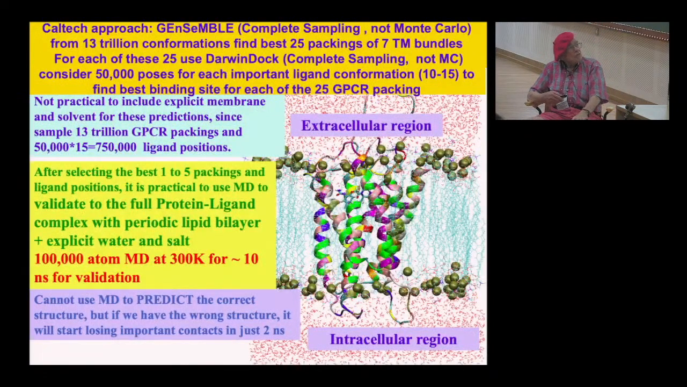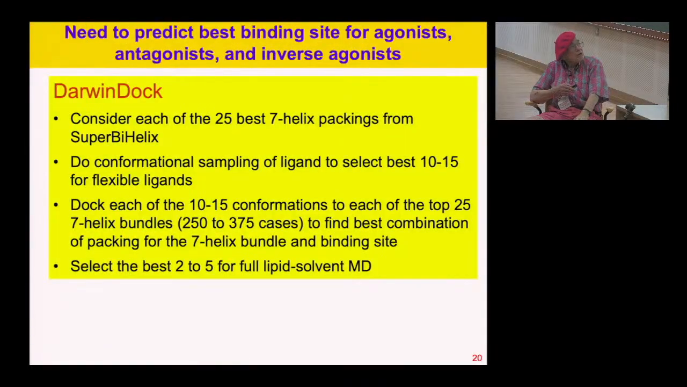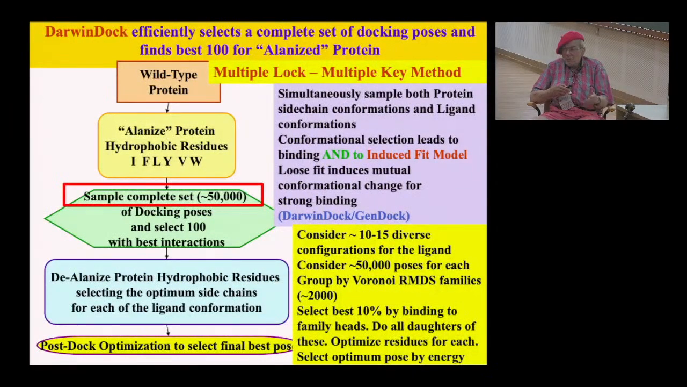So the procedure we use for predicting the structure of the GPCR, we call complete sampling. We claim that 13 trillion structures is doing all the relevant structures. For docking, we do the same kind of thing. We take each one of those 25 structures. We also do a conformational sampling of the ligand, and generally there are various conformations of the ligand. We take the best 10 or 15 of those ligand structures. We dock each one of these 10 or 15 to each one of these 25. And for each one of those cases, we do this Darwin dock process.